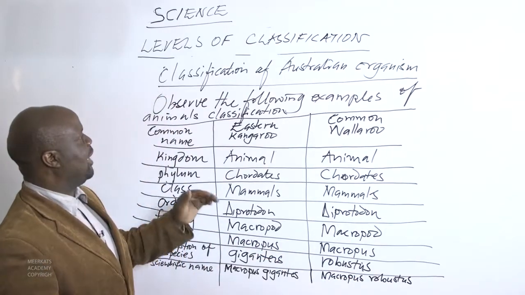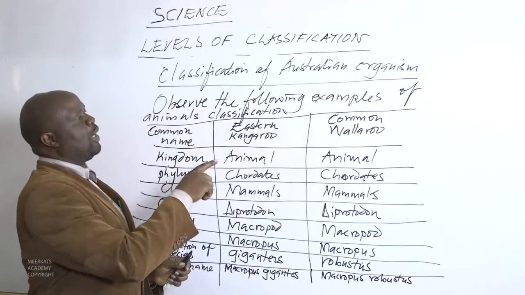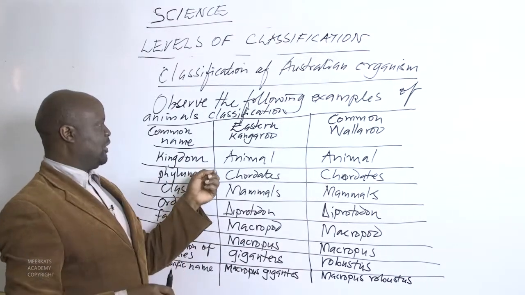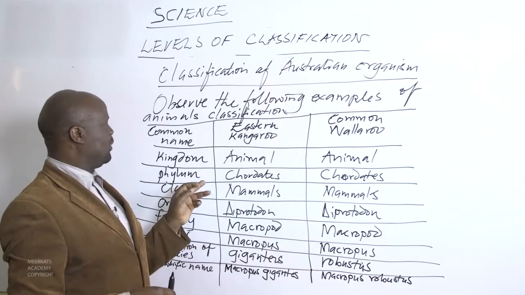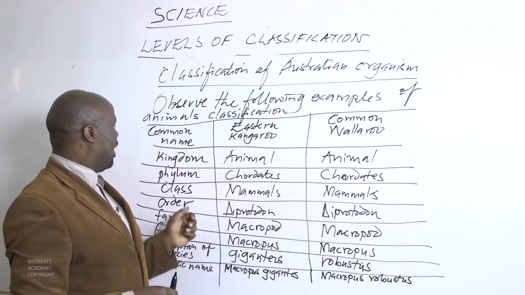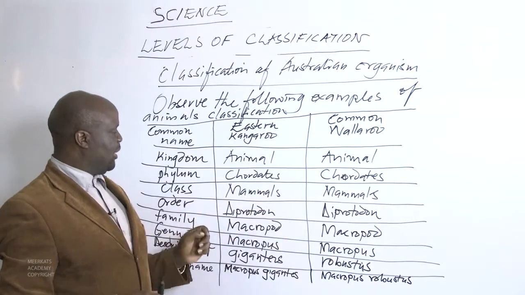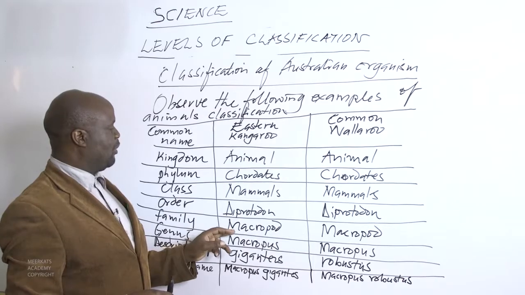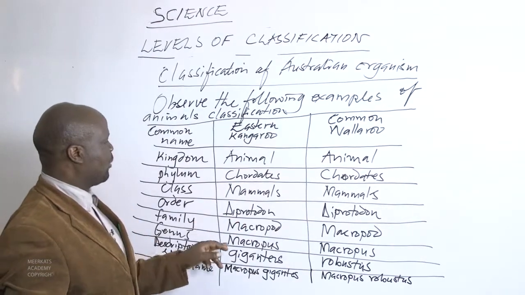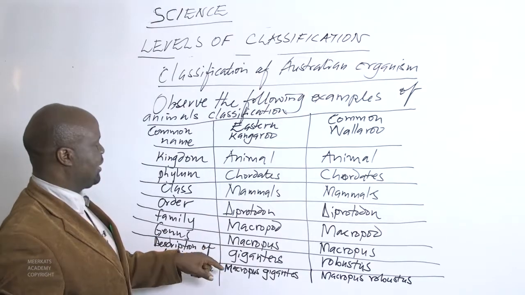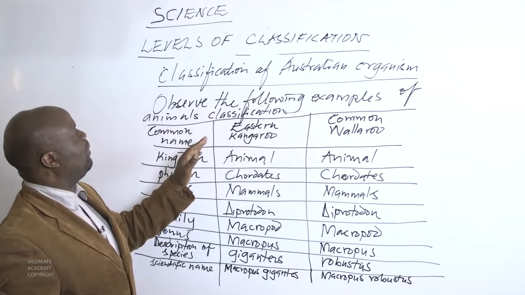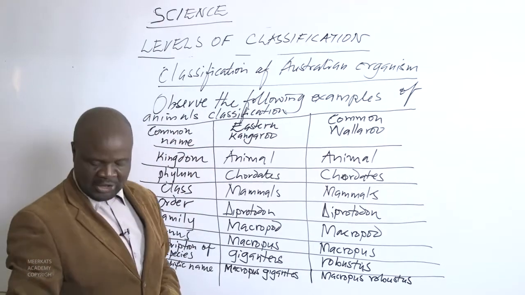So when you compare the eastern kangaroo and the common wallaroo, all of them belong to the same animal kingdom. They belong to the phylum Chordata. They belong to the same class, the mammals. They are in the same order, Diprotodontia. They are also in the same family, Macropodidae. They also happen to be in the same genus, Macropus. But when it comes to description of species, this is where they are differentiated. This was an example from an animal classification.